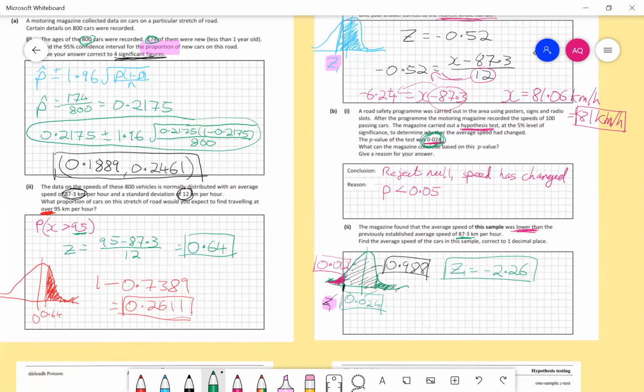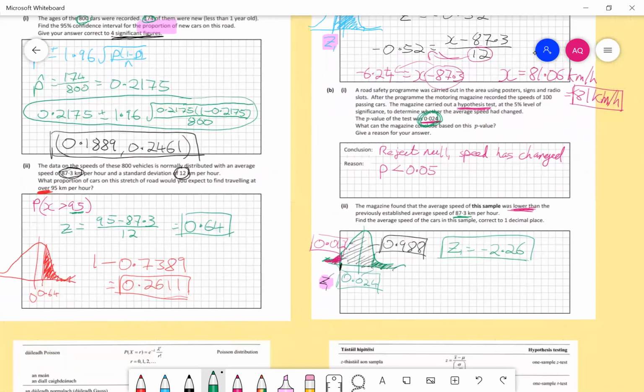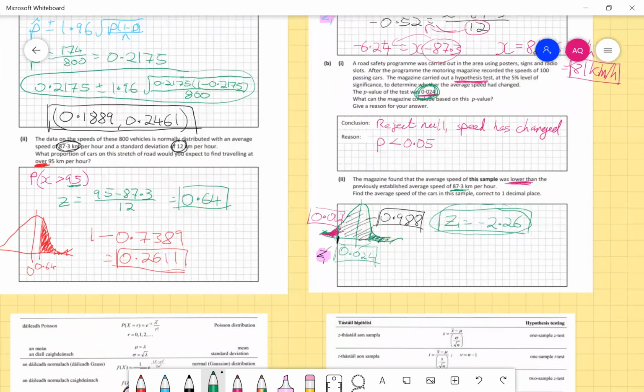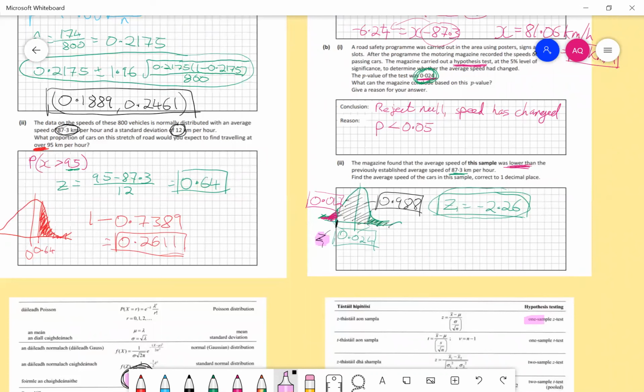because it does say find the average speed of the cars in this sample. So to do this, we would have had to find a test statistic. Okay, so that would be the test statistic in the hypothesis test. So working backwards from our hypothesis test, to get our test statistic, you would use this formula here. Okay, but again, I said we're working backwards, so we actually have the z in that. So let's put in our z as minus 2.26.